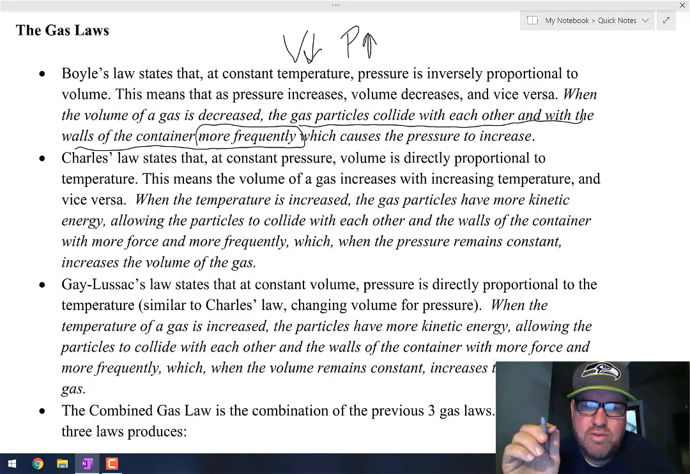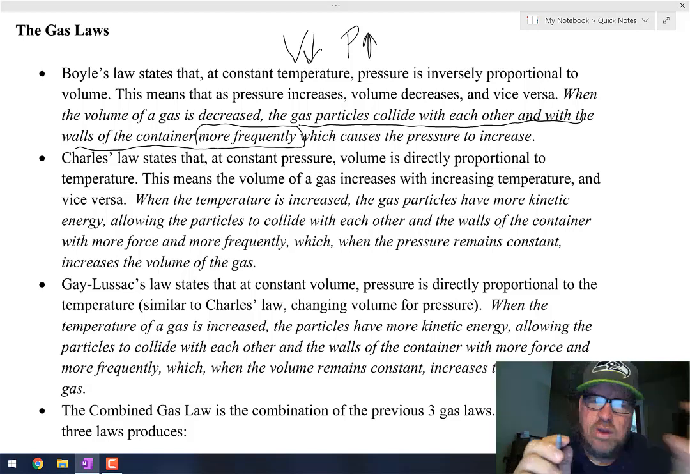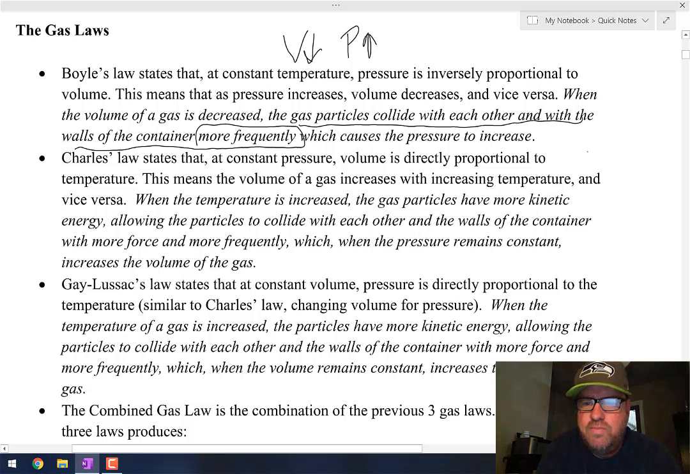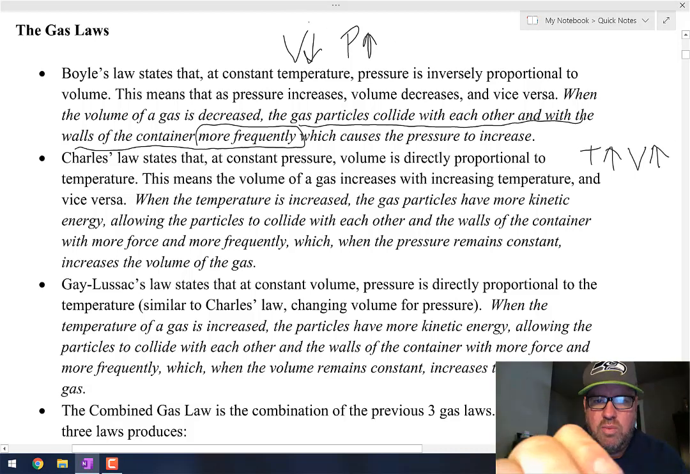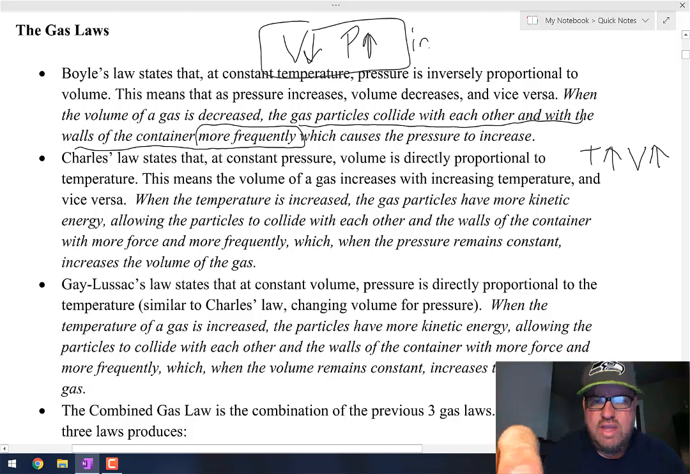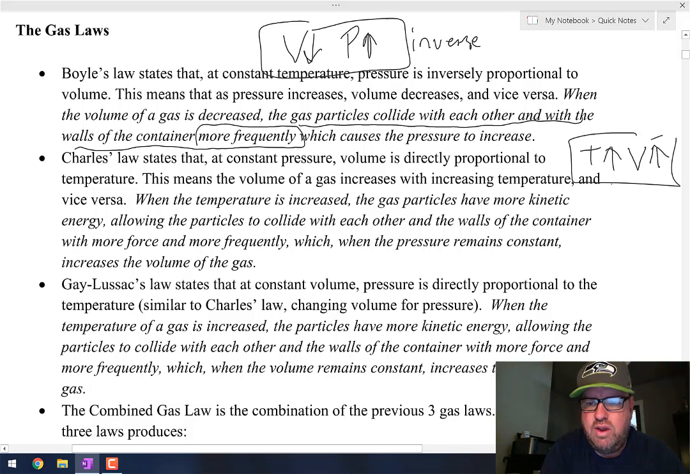Now, there's a mathematical version of that. Don't worry about that yet. We'll get there in just a second. Okay, Charles' Law, again, and you don't need to remember the names, tells you that if you raise the temperature, so temperature goes up, then the volume also goes up. So notice up here with volume and pressure, that is an inverse relationship, which means when one goes up, the other one goes down. This one here is called a direct relationship, which means that when one goes up, the other one goes up as well.